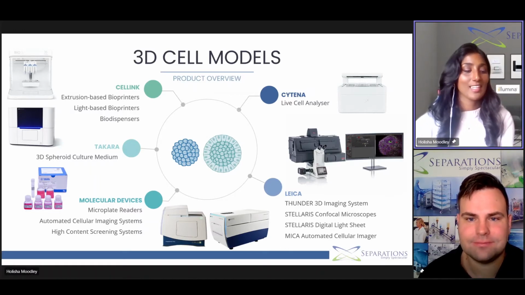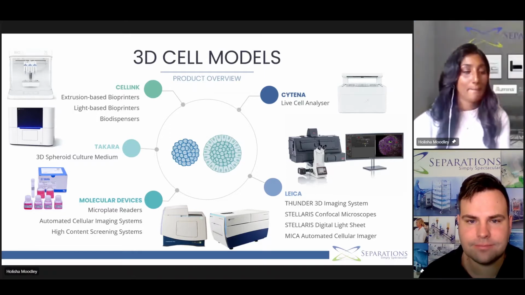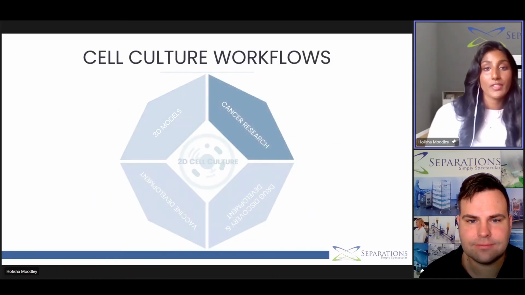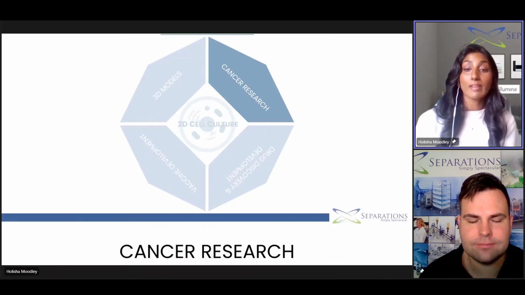Yes, absolutely. And I think as the space is growing, more products are moving towards developing and being able to increase the capacity of 3D cell models. Awesome. So from 3D cell models, we can move over to cancer research workflow. And this is the big space where 3D cell models have also become more relevant.